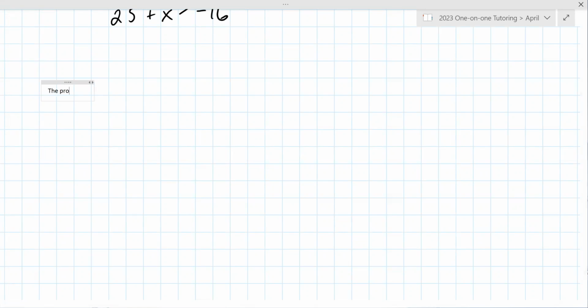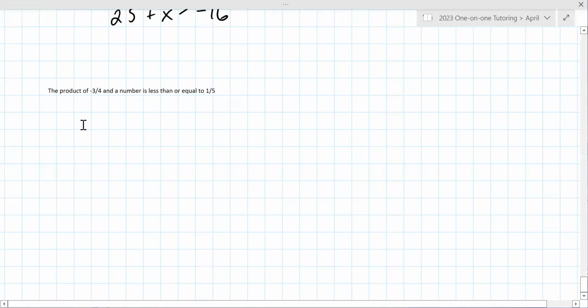The product of -3/4 and a number is less than or equal to 1/5. Okay. So -3/4 x is less than or equal to 1/5. Yes, like that. Good.